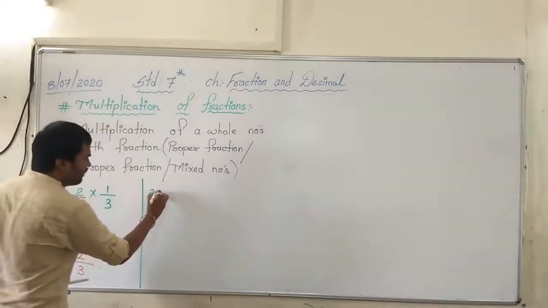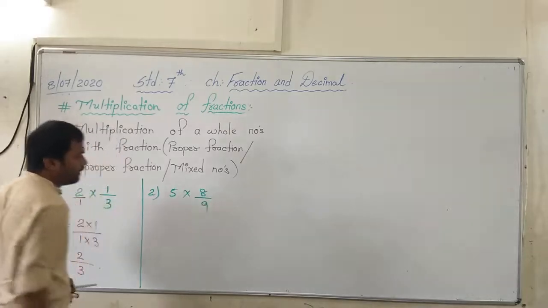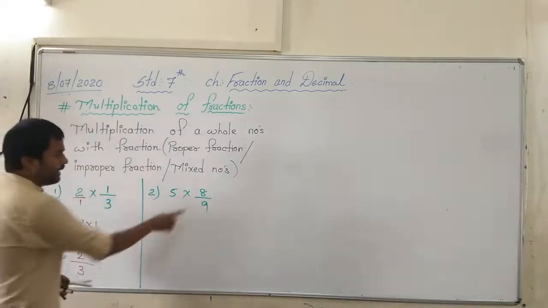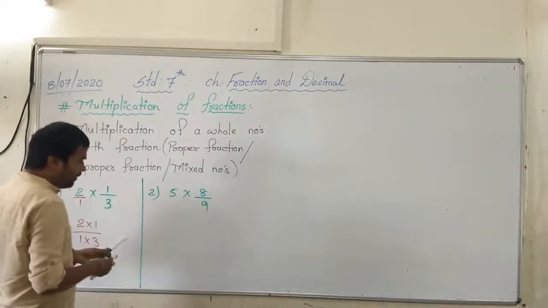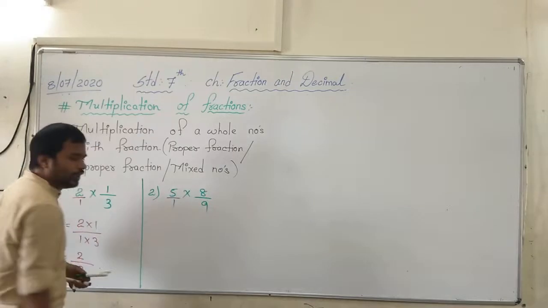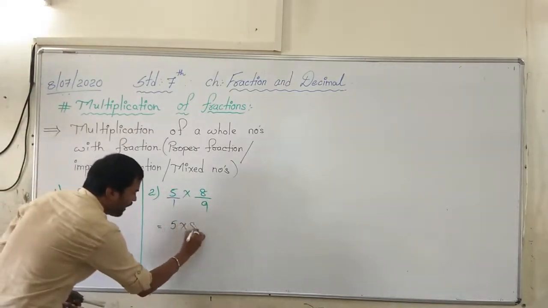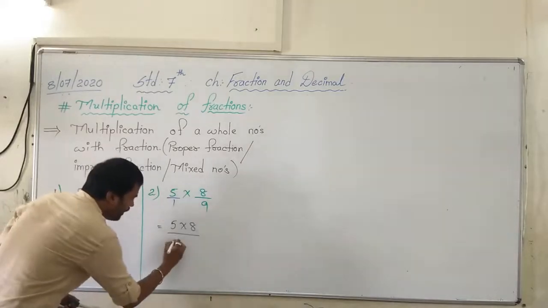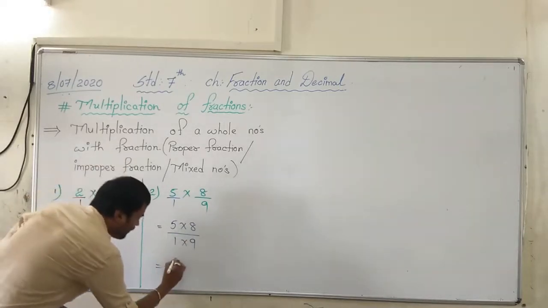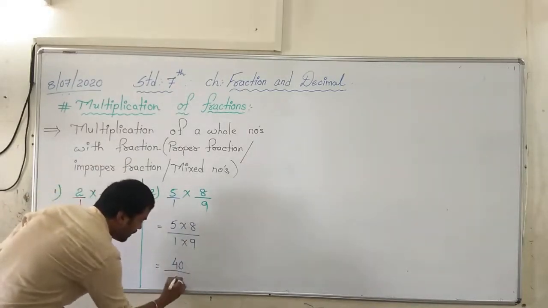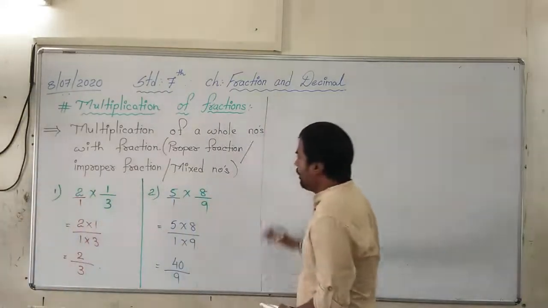Second example, 5 multiplied by 8 upon 9. Again you can say that 8 upon 9 is a proper fraction. So how can we multiply? Just consider 5 as 5 upon 1. So multiply numerators, 5 multiplied by 8, upon multiplying denominators, 1 multiplied by 9. 8 5s are 40 upon 9 ones are 9. You can multiply in such a manner.